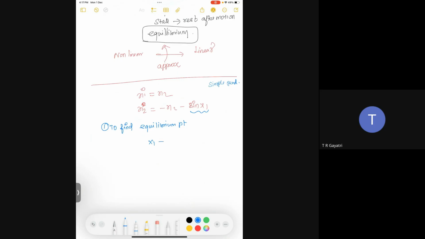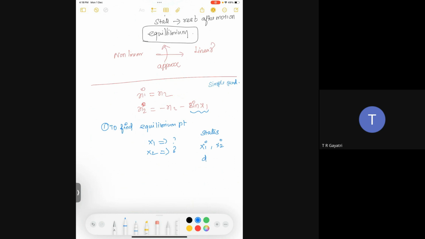What is this called? X1, x2. What are these x's actually? The states. Okay, x1 and x2 are two states. What is x1 dot, x2 dot? The change in the state. Exactly, very good. It's a change in the state.